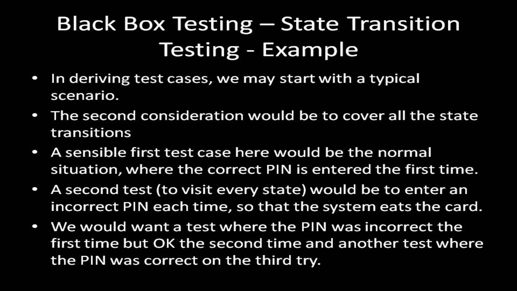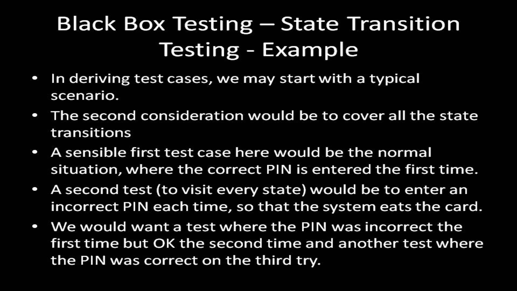In deriving test cases, we may start with a typical scenario. A sensible first test case here would be the normal situation, where the correct PIN is entered the first time. To be more thorough, we may want to make sure that we cover every state, i.e., at least one test goes through each state, or we may want to cover every transition. A second test, to visit every state, would be to enter an incorrect PIN each time, so that the system eats the card. We still haven't tested every transition yet.